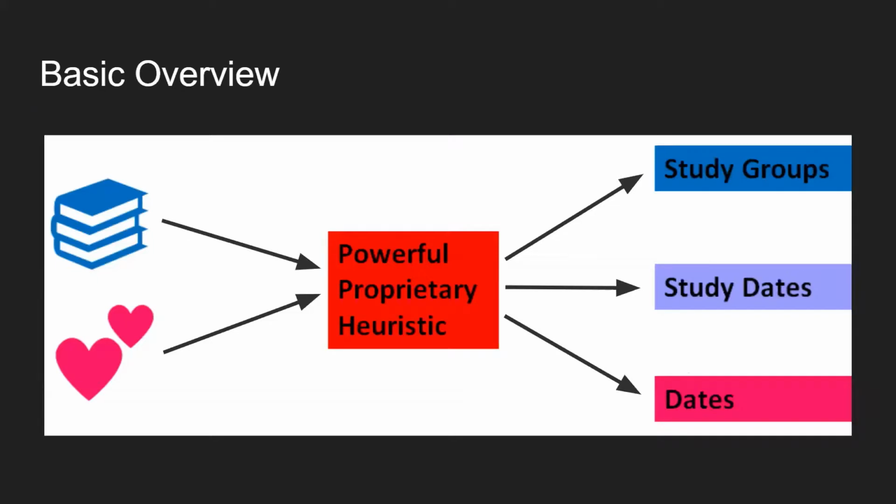So our basic overview is we have people interested in studying, making study groups. We have people interested in looking for relationships. This all gets passed into our powerful proprietary heuristics. And this then creates 3 different categories where we get study groups, dates, and also study dates. And study dates, basically, you and a person of the opposite or same gender can be interested in studying the same topics, as well as getting to know someone else more intimately.